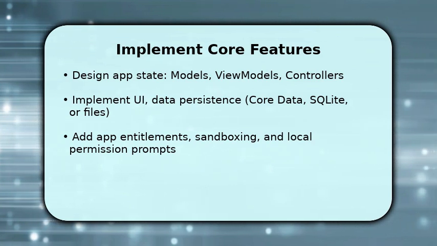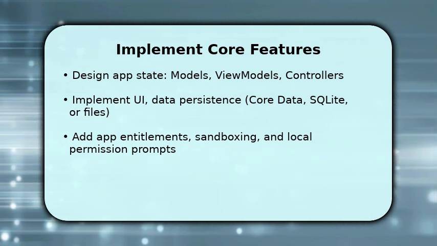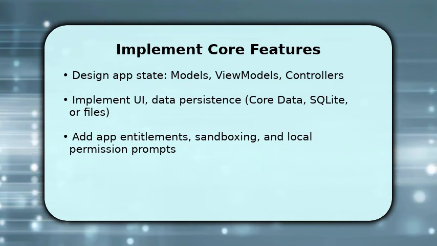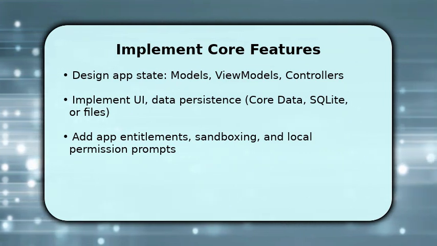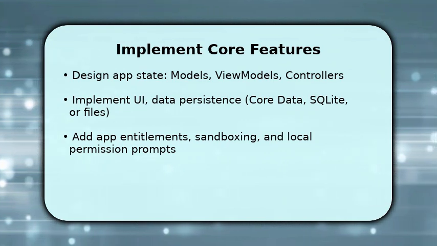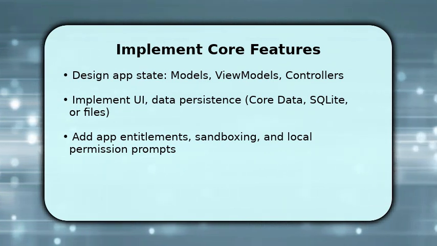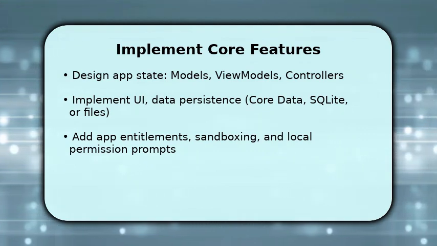Once UI is responsive, add persistence. Core Data for complex models, lightweight files, or SQLite for simple needs; make sure migrations are planned. Then configure entitlements and sandboxing so your app can access needed resources. And implement permission prompts early to avoid runtime surprises when you test features that use hardware.